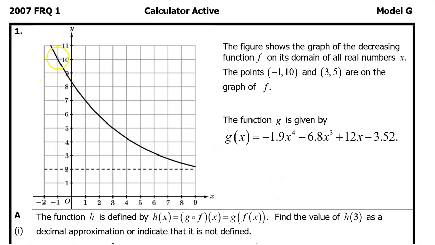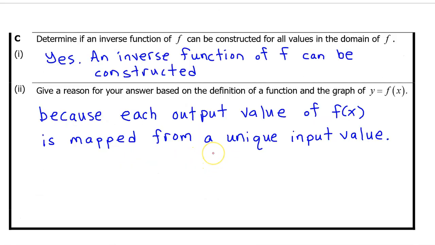By the way, if you're given a function like this that does have an inverse, you don't need to provide any example. You will simply say, yes, f does have an inverse because each output value of f of x is mapped from a unique input value.